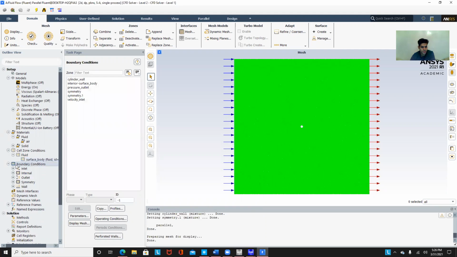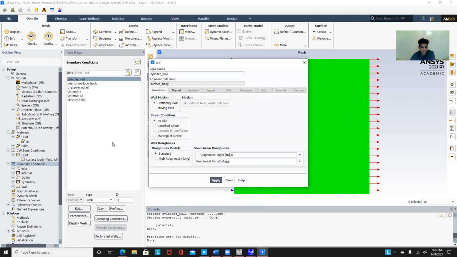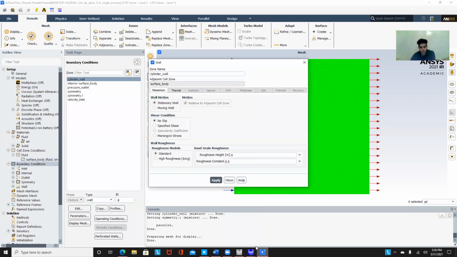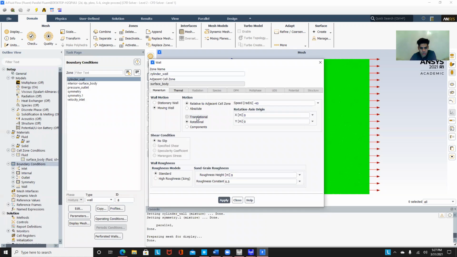For the boundary condition, we're going to have to deal with each one of these. So for the cylinder wall, for the special case, we had to change it from a stationary cylinder to a moving cylinder. I can go over it when I'm doing my laminar flow. Since I'm doing turbulent, I'm not going to be applying it, but we just go over here, moving wall, not translation.